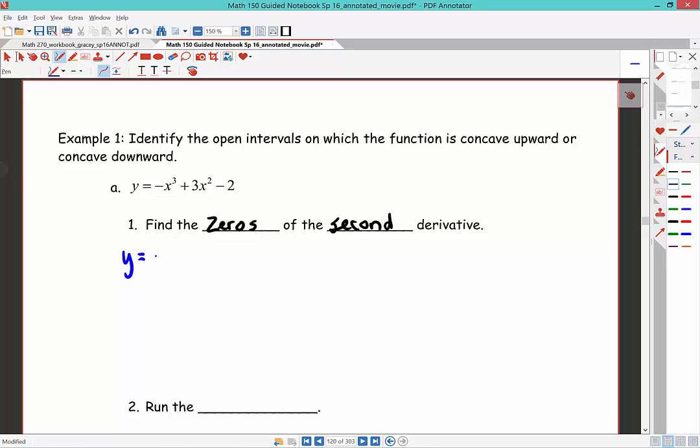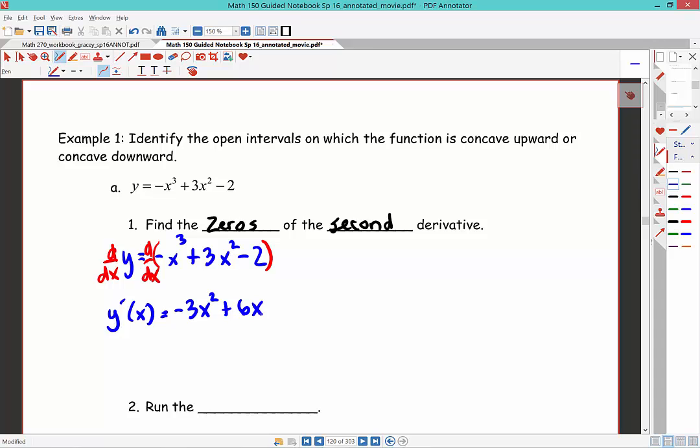So we have our y equals negative x cubed plus 3x squared minus 2, differentiating both sides with respect to x. We will have y prime at x is equal to negative 3x squared plus 6x. Good so far? Now we have to take the second derivative. So differentiate this with respect to x, and we'll get y double prime at x is equal to, beautiful, negative 6x plus 6.